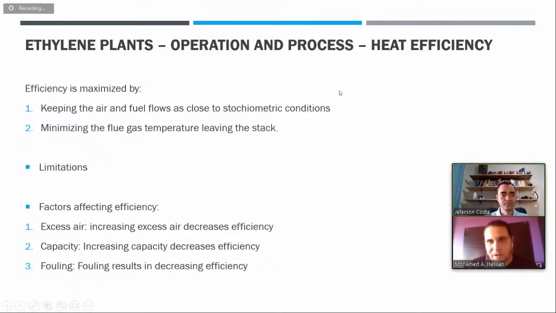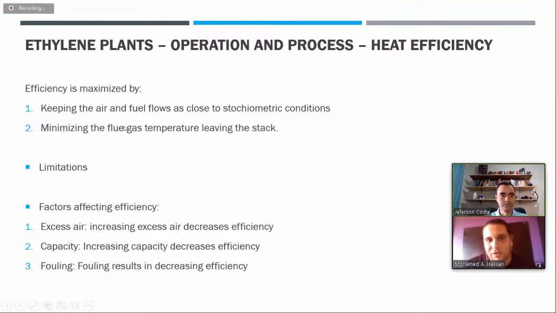As we know, the heater efficiency is calculated by the ratio of absorbed heat to the fired heat. So the absorbed heat can be maximized by minimizing the flue gas temperature leaving the stack. But both of these two points have limitations. It's not suitable to carry out the combustion process at stoichiometric conditions. As you know, to make a complete combustion, we need a certain amount of excess air to be added: 10% for gaseous fuels and 15% for liquid fuels. Another point, it's not possible to minimize the flue gas temperature leaving the stack.